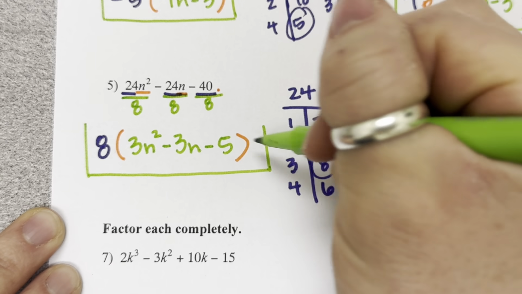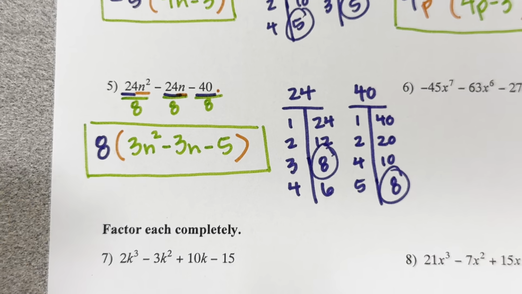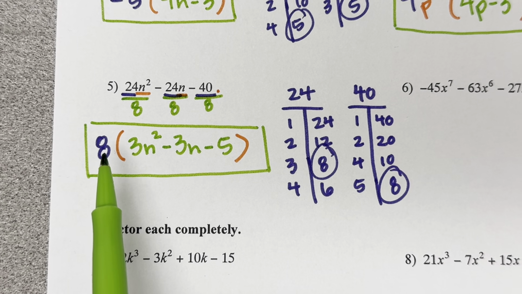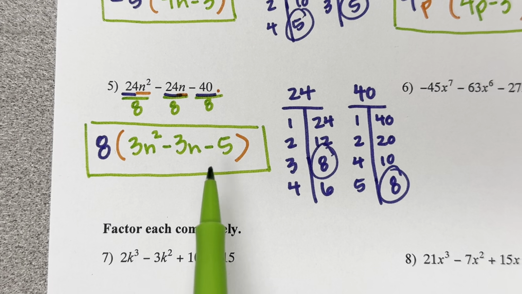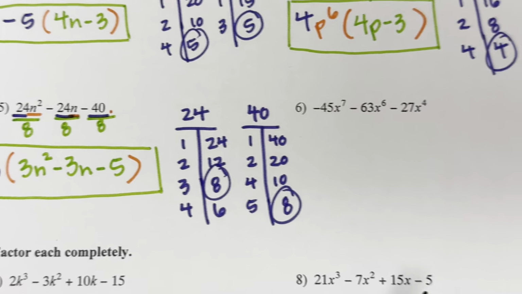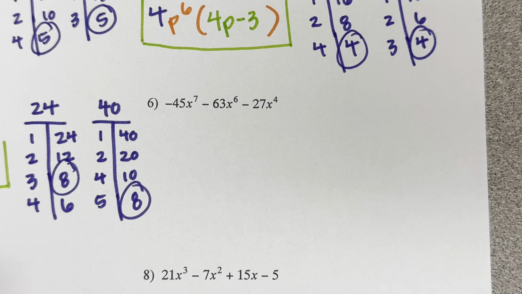And we are done. Okay, so that was one where we had 3 terms. They all had a GCF. We divided it out to see what was left. Awesome. Okay, so let's try one more with 3 terms.